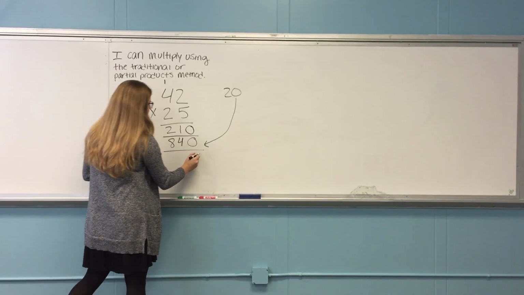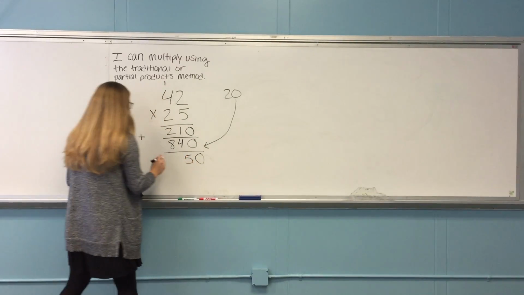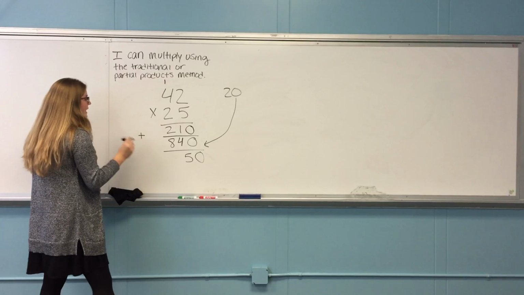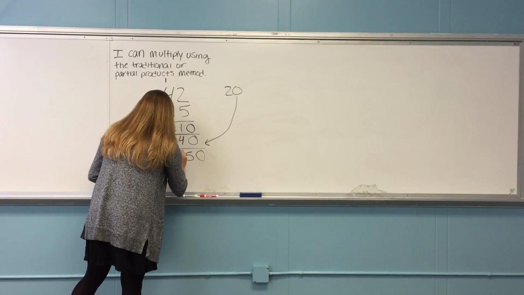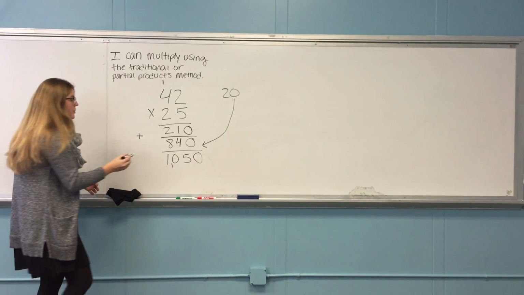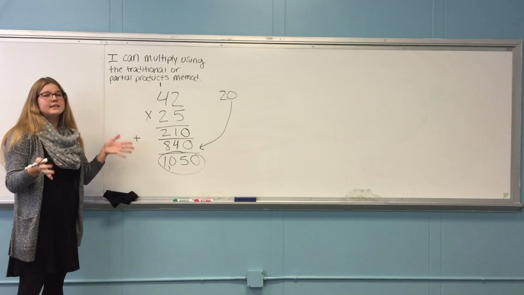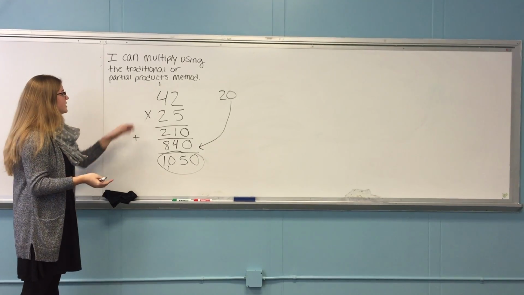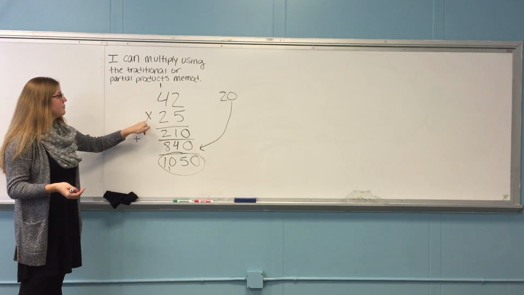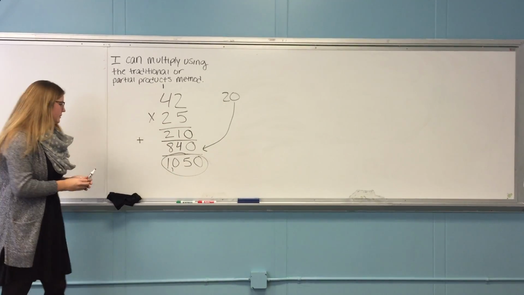0 plus 0 is 0. 1 plus 4 is 5. And 2 plus 8 is going to be 10. Don't forget your comma. So we know our solution to this problem is 1,050. And you should be able to say this in a number sentence as well. So you would say 42 multiplied by 25 equals 1,050.